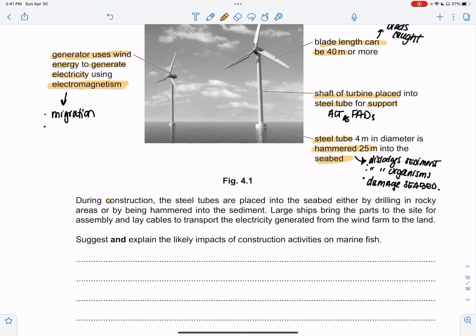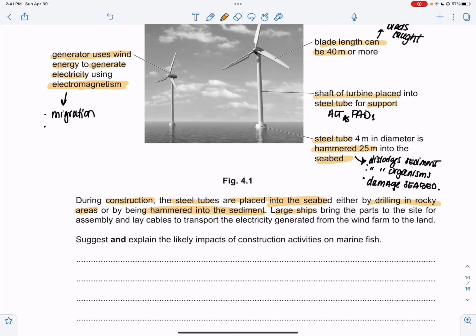So during construction, the steel tubes are placed into the seabed either by drilling in rocky areas or being hammered into the sediment. So there's all your dislodging sediment. I imagine it's loud. The vibrations from the sound and the hammering again could destroy eggs or larvae. The noise could be confusing to fish. It could cause them just to up and leave the entire area and migrate away.